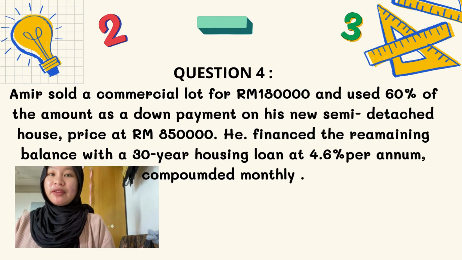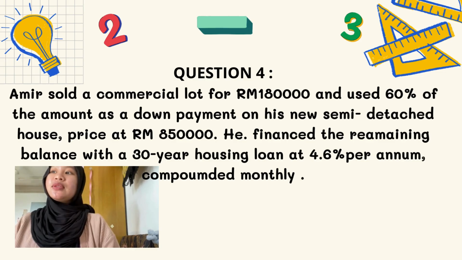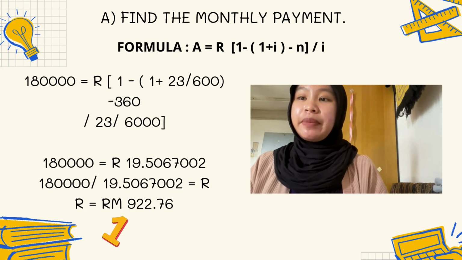Now I will explain question 4. Question 4 is Amir sold a commercial lot for 80,000 and used 60% of the amount as a down payment on his new semi-detached house, priced at 85,000. He financed the remaining balance with a 30-year housing loan at 4.6% per annum compounded monthly. Find the monthly payment.